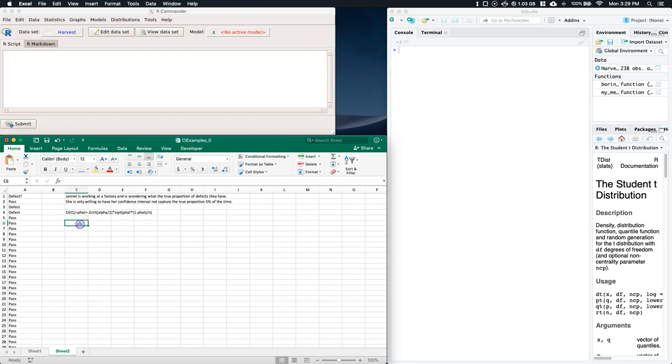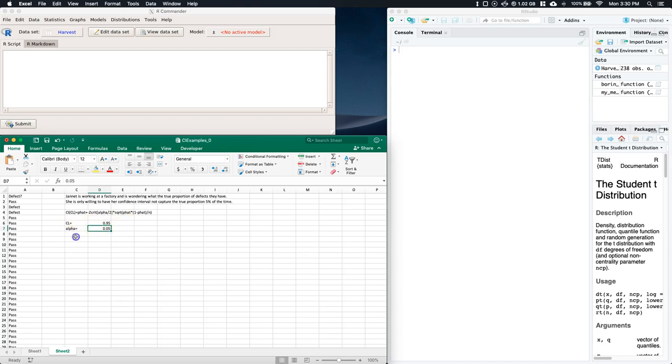So the first thing we want to know is what our confidence level is. Now, if we look at our question, we actually don't have a confidence level. Instead, what we are given is our alpha. Janet's only willing to have her confidence interval not capture the true proportion 5% of the time. That is alpha, 0.05. So to find the confidence level, we can just say that's equal to 1 minus alpha. So we've got a 95% confidence level.